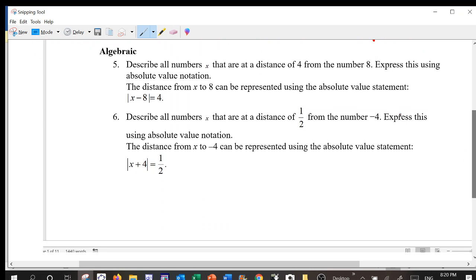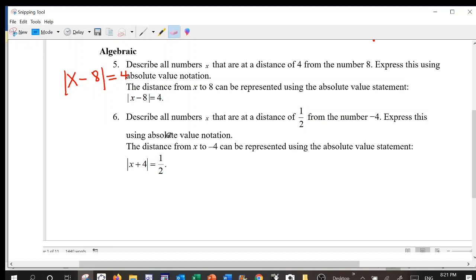So here you go. It says describe all numbers x that are at a distance 4 from the number 8, expressed using absolute value. So we want to describe all numbers x whose distance from 8 is equal to 4. That's it. That's how you describe that, right? It's this equation right here.